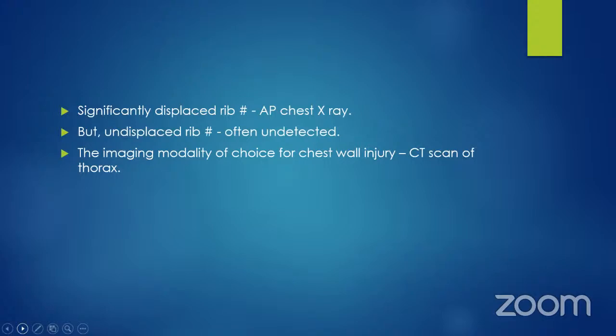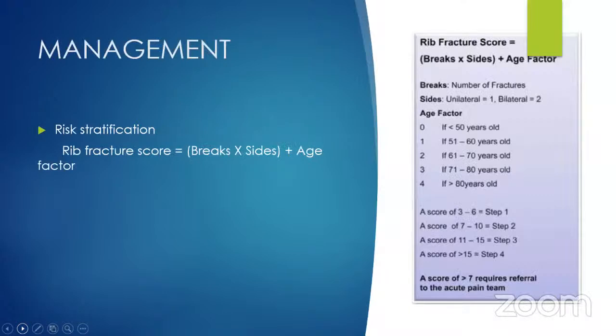So the modality of choice for the chest wall injury is CT scan of the thorax. Coming to the management, it is mainly based on the risk stratification score, which includes the rib fracture score. Rib fracture score is equal to breaks or fractures of the ribs into sides, either unilateral or bilateral, plus the ACE factor.